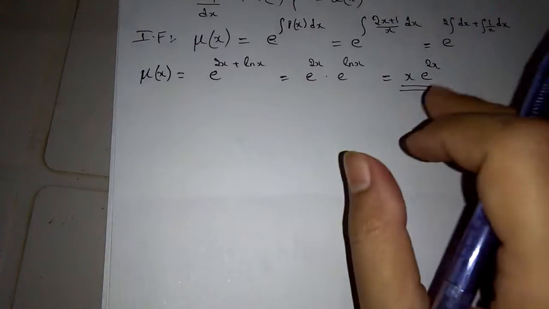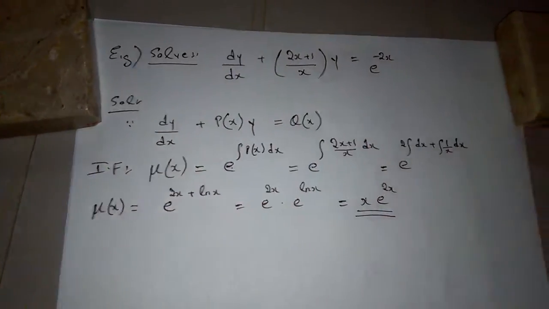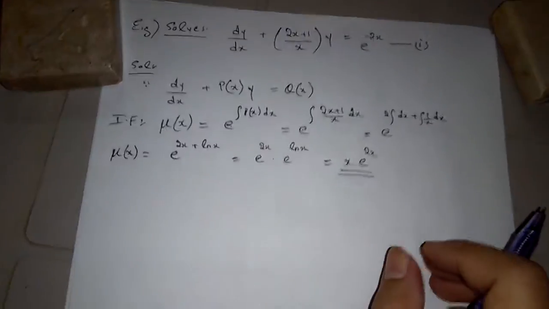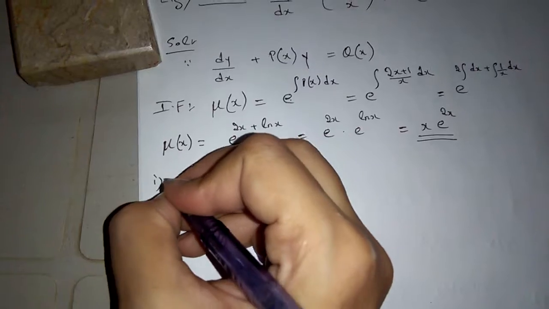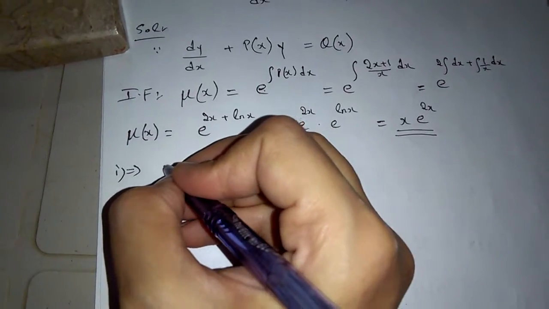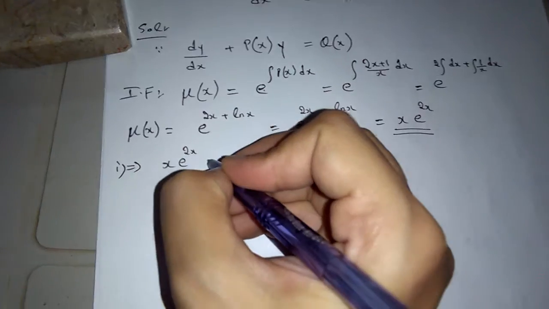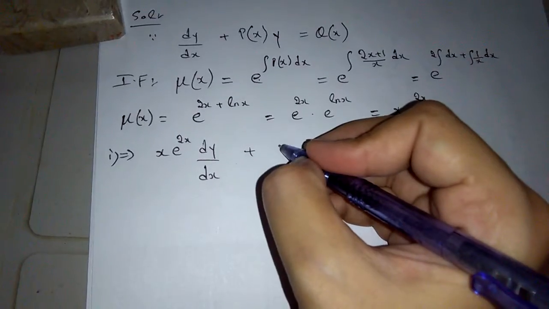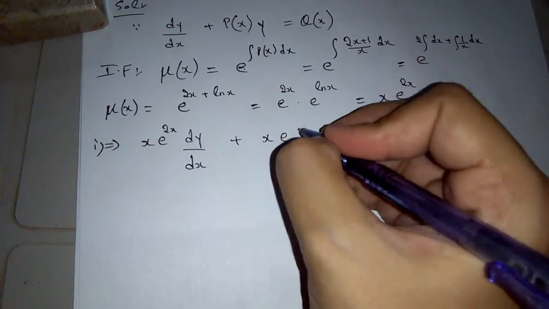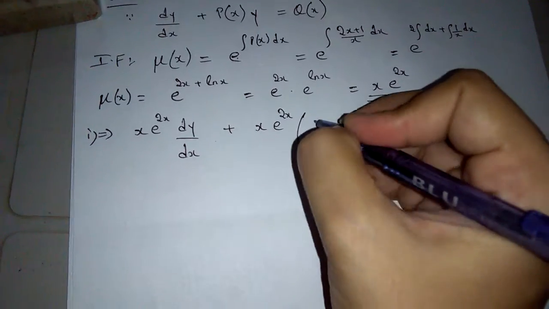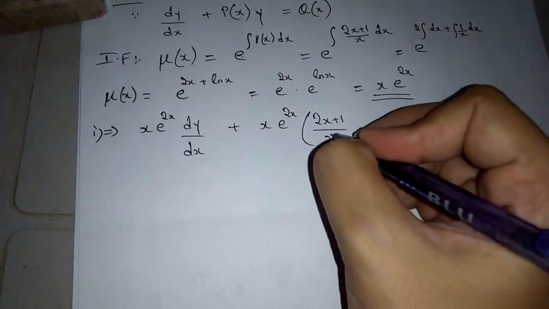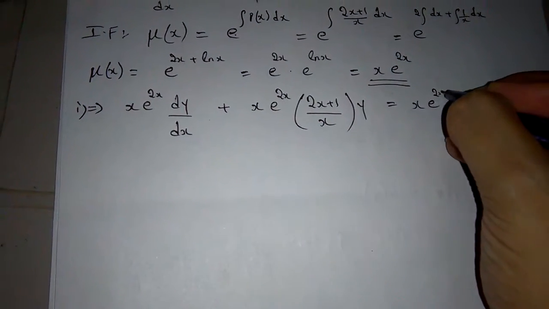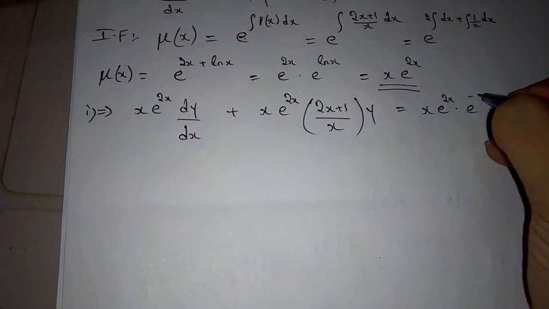Now I'm going to multiply this integrating factor with this equation. All right, I just call it equation number 1 every time I used to forget. Okay. Now let's multiply this thing. So once we multiply, e raised to the power 2x times dy by dx, plus x times e raised to the power 2x plus 1 upon x times y is equal to x e raised to the power 2x multiplied by e raised to the power negative 2x.